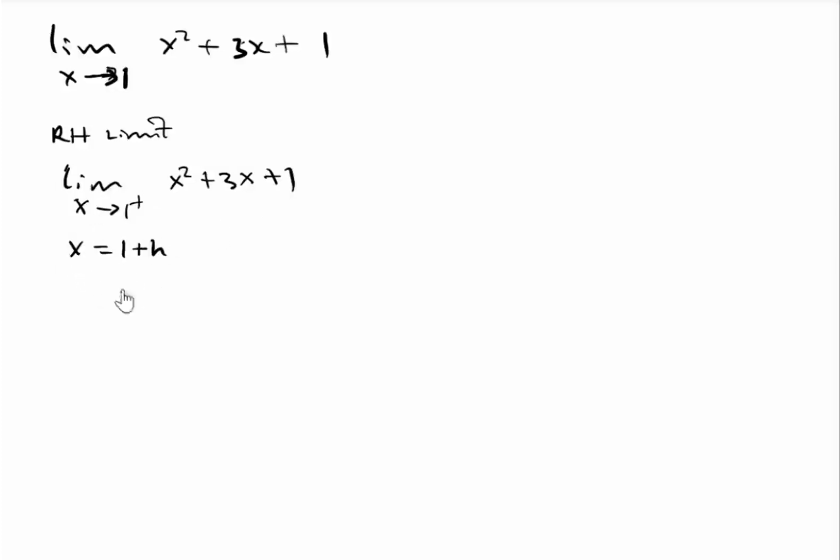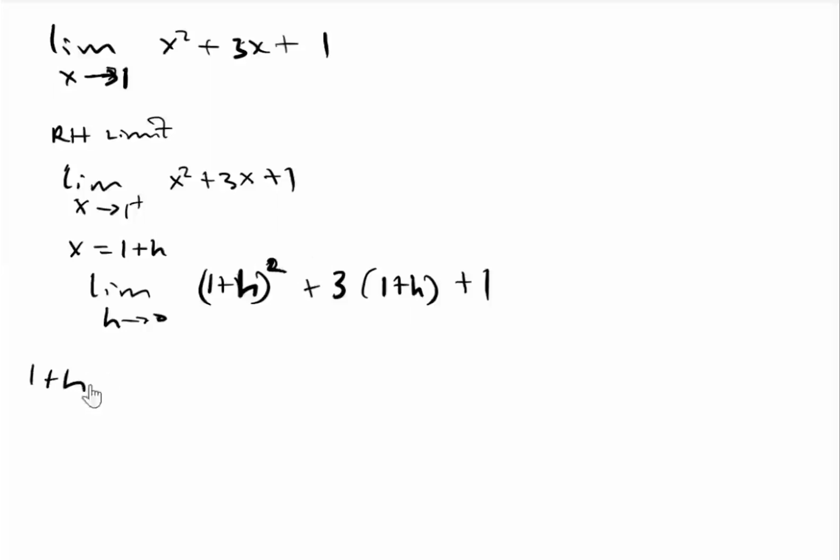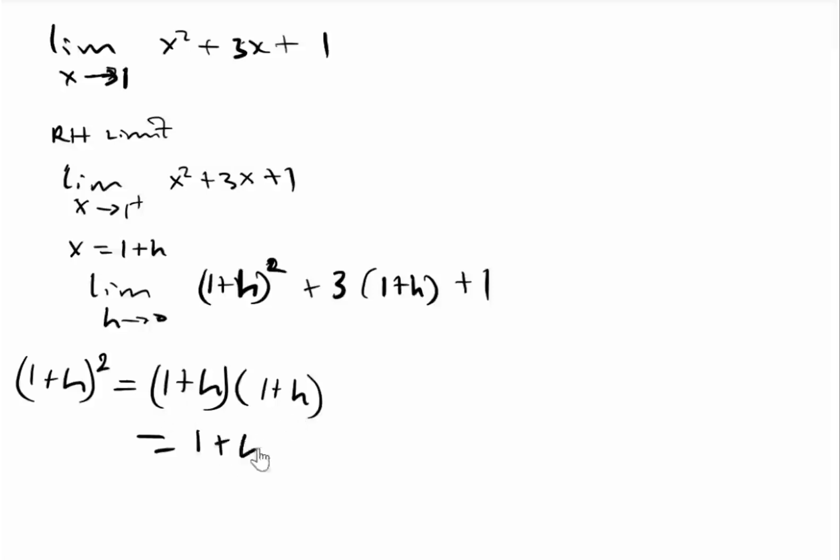Substituting this in the expression, we have the limit as h tends to 0 of 1 plus h all squared plus 3 into 1 plus h plus 1. Let's open these brackets. 1 plus h squared is the same thing as 1 plus h times 1 plus h. 1 multiplied by 1 is 1, 1 multiplied by h gives h, h multiplied by 1 gives h, then h multiplied by h gives h squared. So this is equal to 1 plus 2h plus h squared.